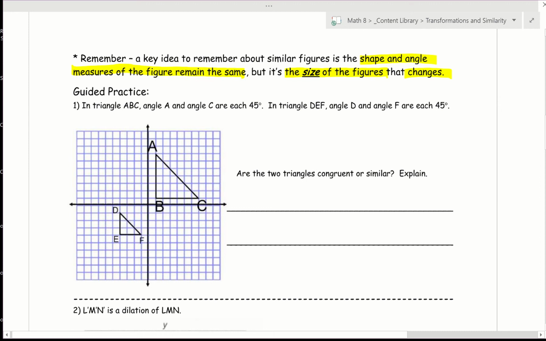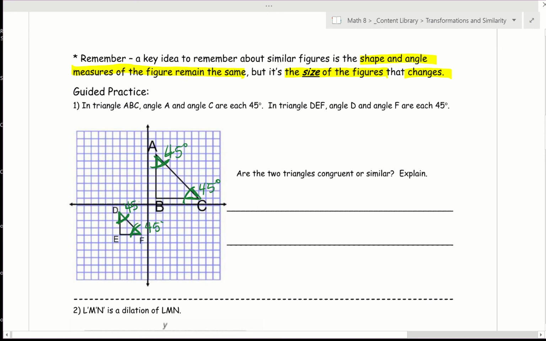In triangle ABC, angle A and angle C are both 45 degrees. So this angle is 45 degrees, and this angle is also 45 degrees. In triangle DEF, angle F and angle D are also 45 degrees. Are these two triangles congruent or similar?